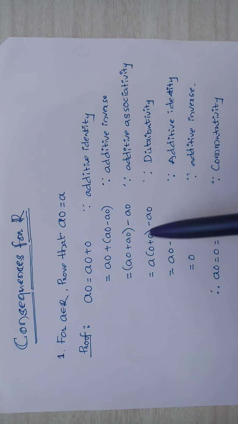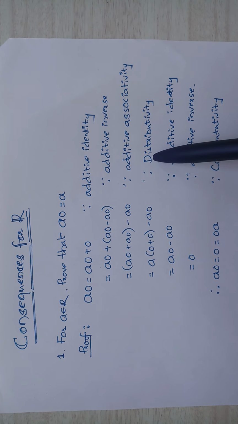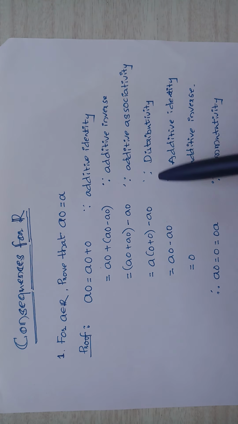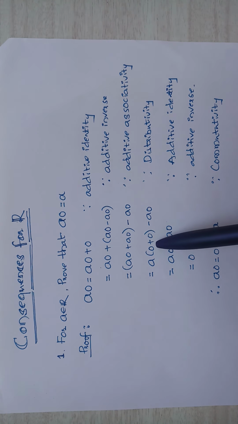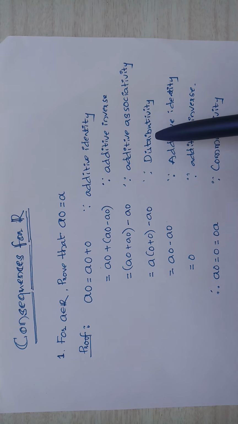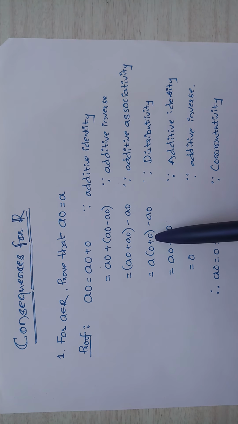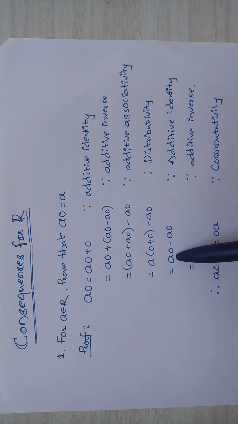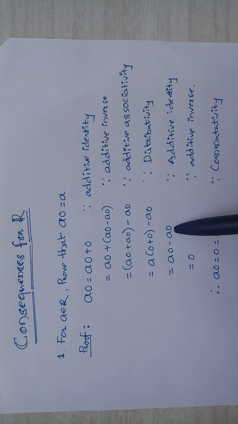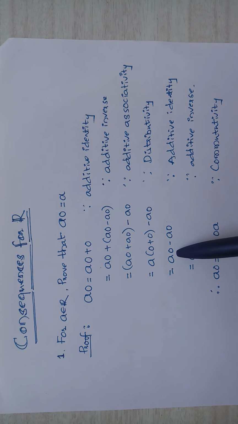Later using the distributive law, that is A into B plus C is equal to AB plus AC, I write A into 0 plus 0 minus A0. Using distributive law I write this. So this is equal to 0 plus 0, which is additive identity. Using additive identity it can be written as A into 0 minus A0. So using additive inverse, A0 minus A0 is what? 0. Using additive inverse I write A0 minus A0 is equal to 0.